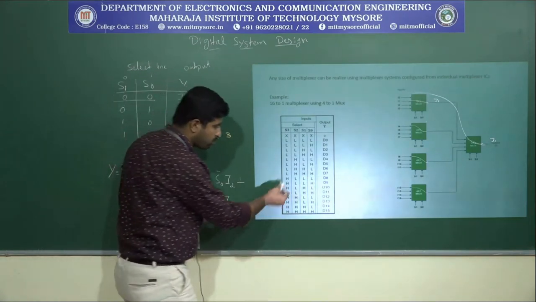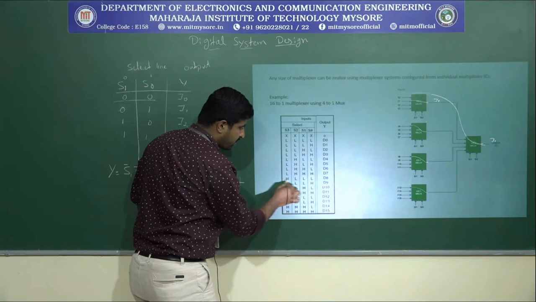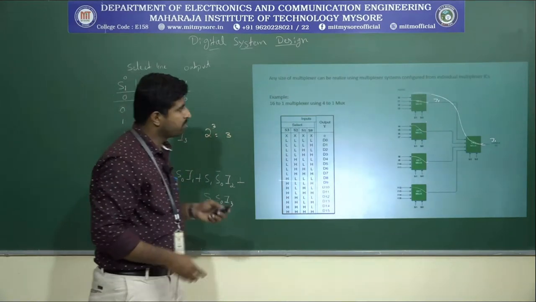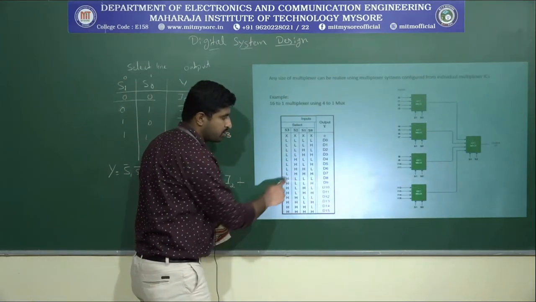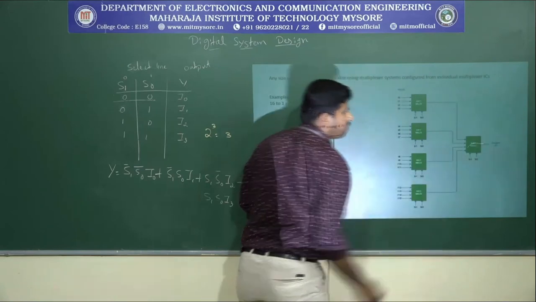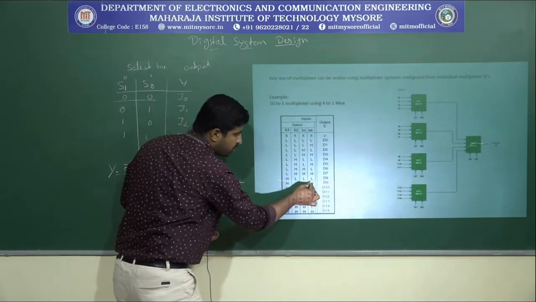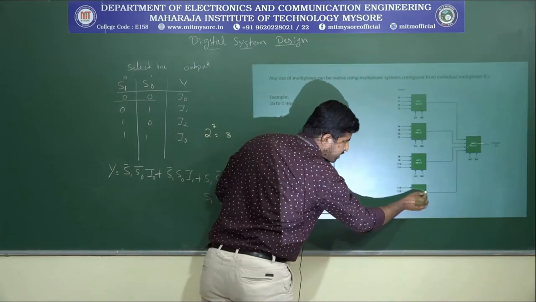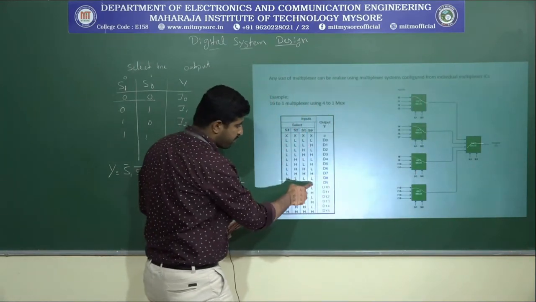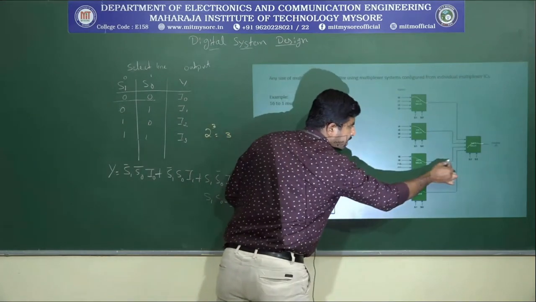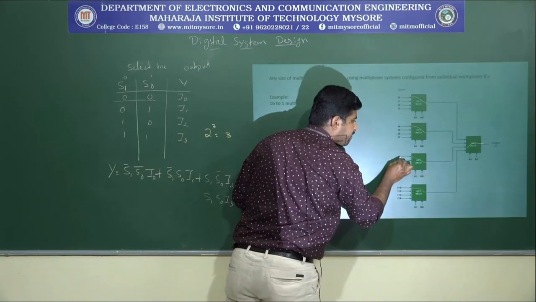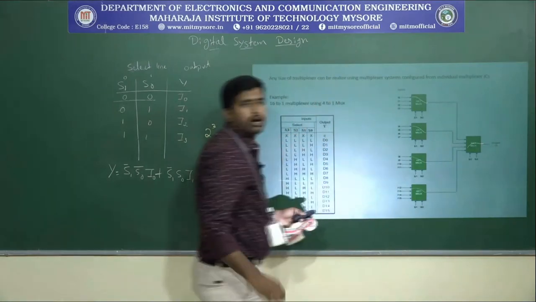Let's take one more combination. When S3, S2 are 1, 0 and S1, S0 are 0, 0, this corresponds to 1, 0, which means the third pin will be connected to the output. Since S1, S0 are 0, 0, here I12 is connected to the output, similarly I8, I4 and I0. Whatever data is present in D8 will be connected to the output, and the remaining outputs can be whatever they may be. Since this pin is connected to the output, whatever data is in D8 will be connected to the output.